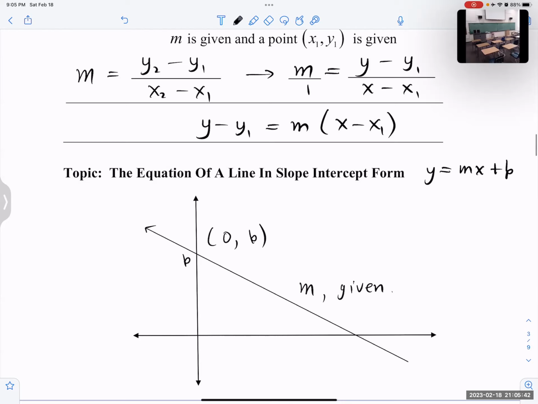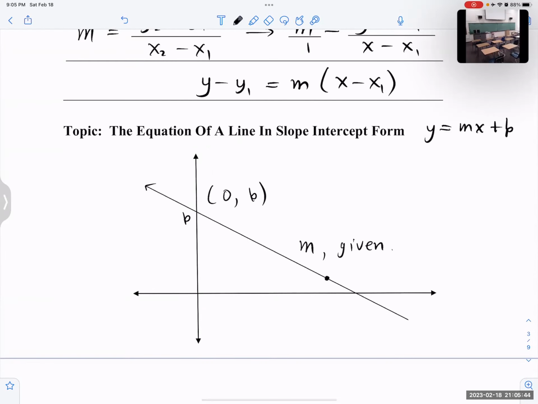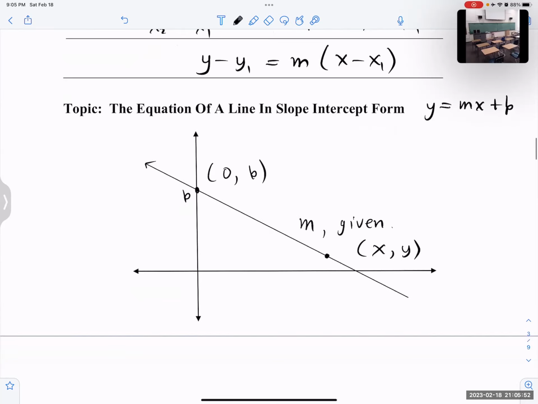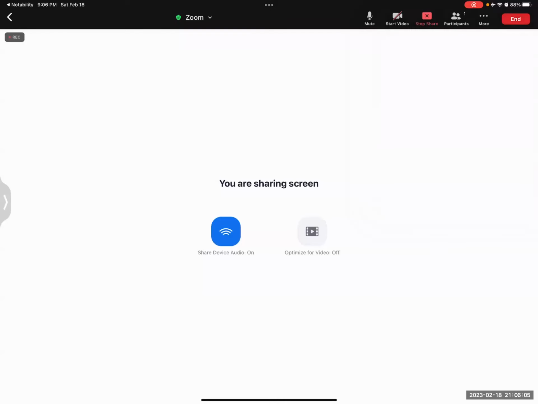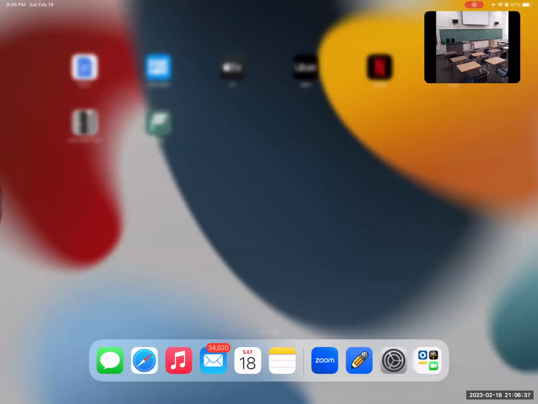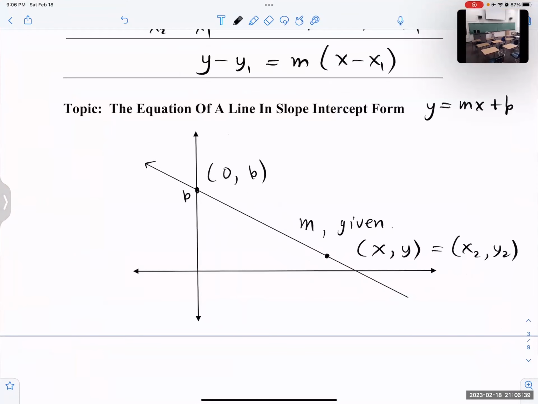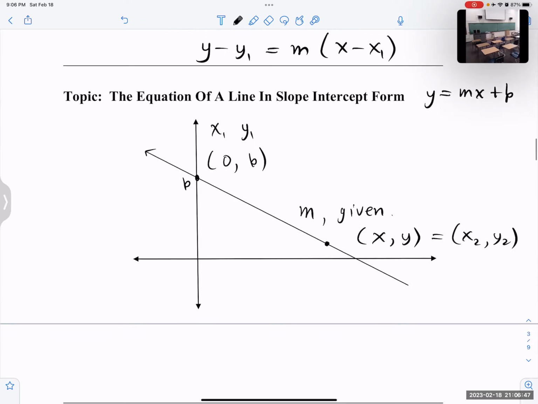So we're going to let a second point be a general point with variable coordinates x and y, and these are going to be x sub 2 and y sub 2 in the slope formula. And the y-intercept at 0 comma b, those coordinates are going to be x sub 1, y sub 1 in the slope formula.